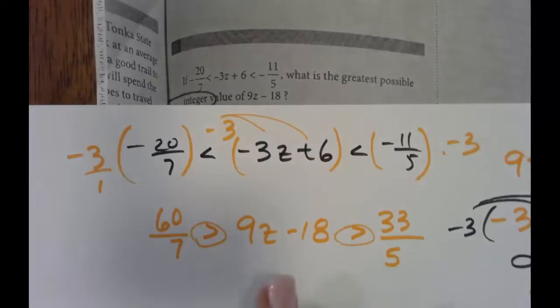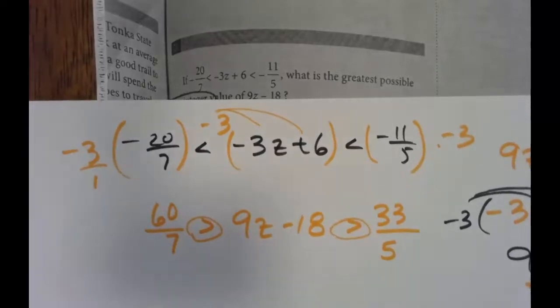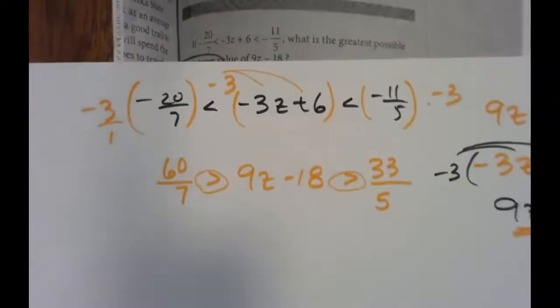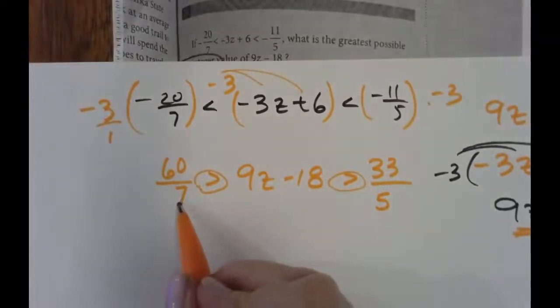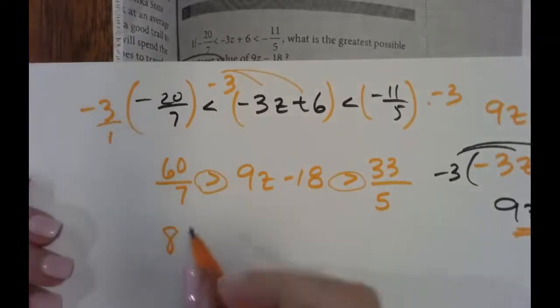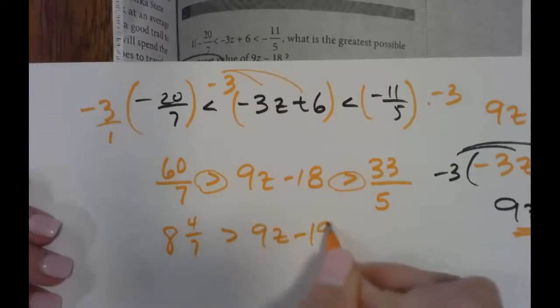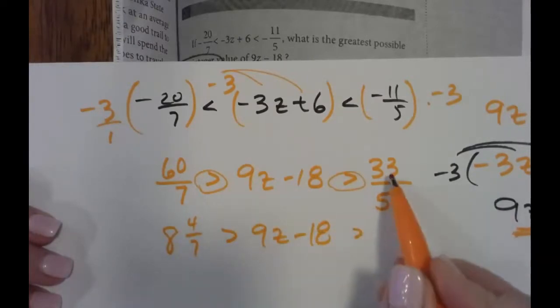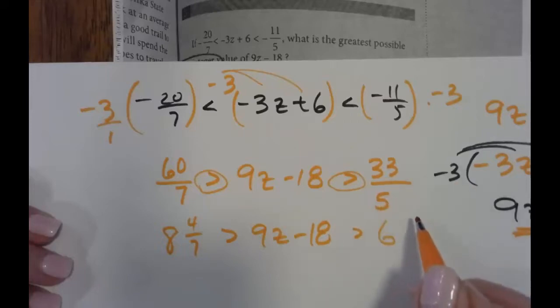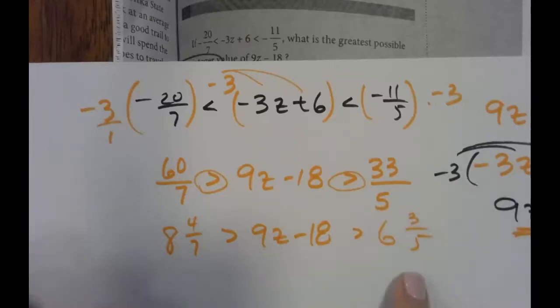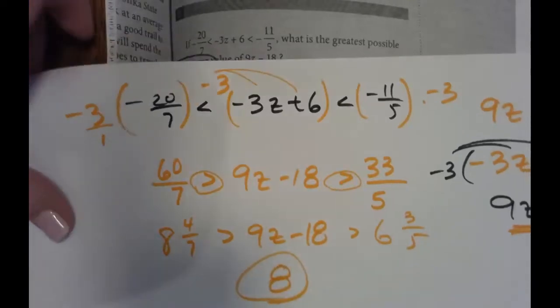What we're looking at is what integer is going to live in between these two fractions. So 7 goes into 60 8 times with 4 left over. 9z minus 18. And 5 goes into 33 6 times with 3 left over. So what is the greatest integer in between 6 and 3/5 and 8 and 4/7? The largest integer is 8, and that's the answer.